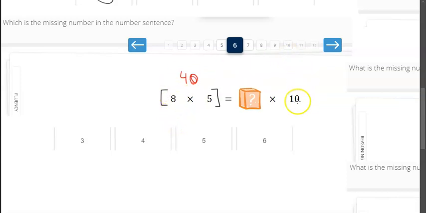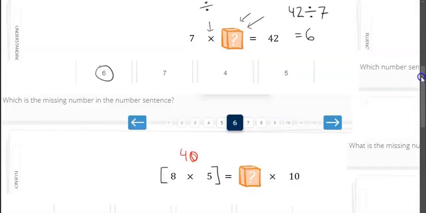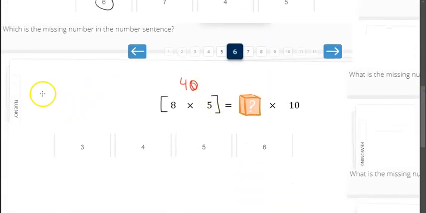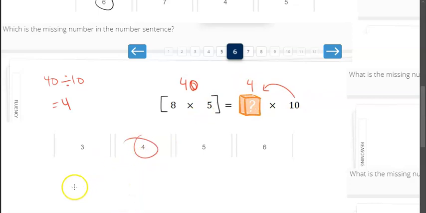So now we know 10 times a certain number, or a certain number times 10, it works both ways for multiplication, is equal to 40. So what we can do is, remember that opposite rule that we use, the opposite of multiplication is division. Let's get this 40 and divide it by 10, which gives us 4. Meaning that 10 times 4 has to give me 40. So our correct answer in this case is 4.